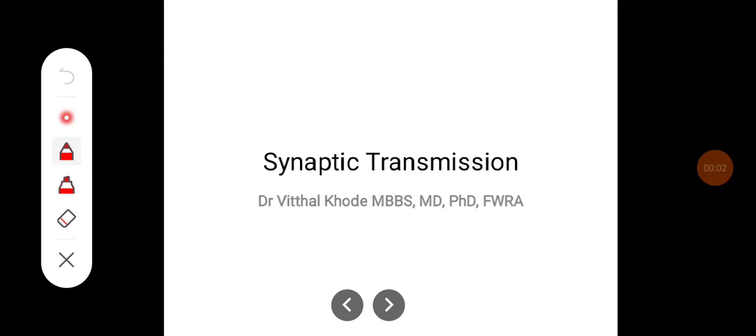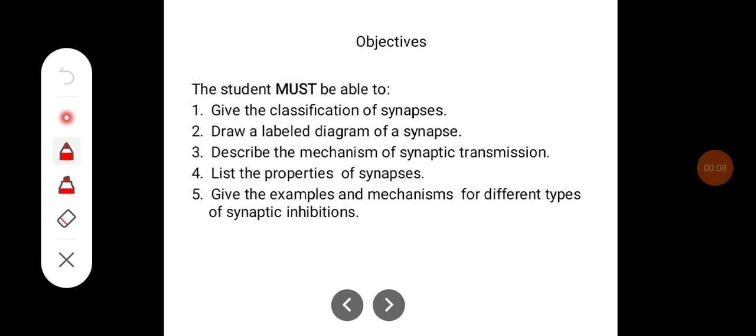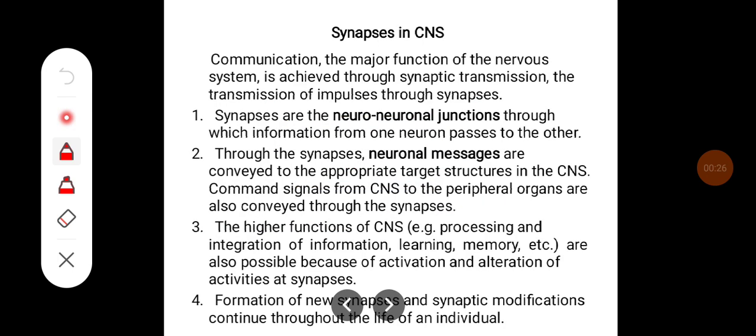Hello everyone. In this class, we'll try to learn about what is synaptic transmission. The objectives of this class would be to give the classification of synapses, draw a labeled diagram of synapse, describe the mechanism of synaptic transmission, list the properties of synapse, and give examples and mechanisms for different types of synaptic inhibitions.